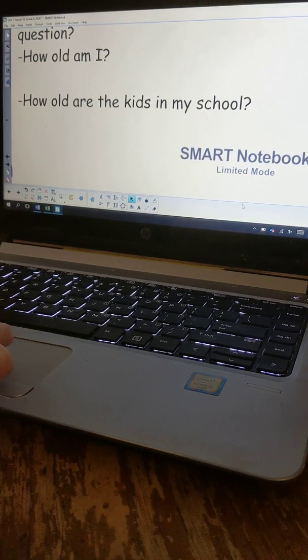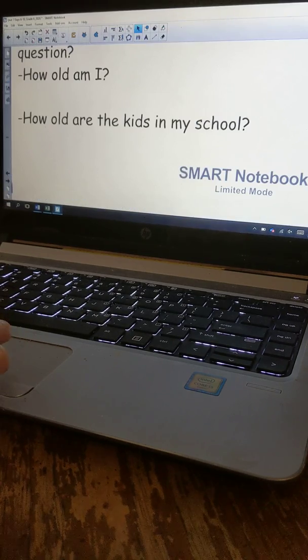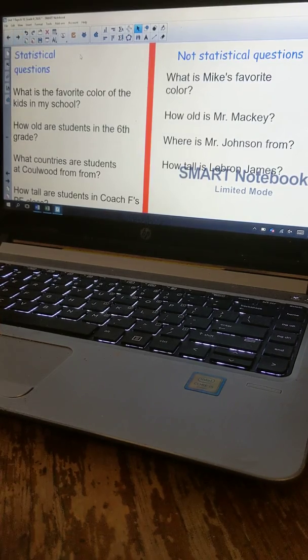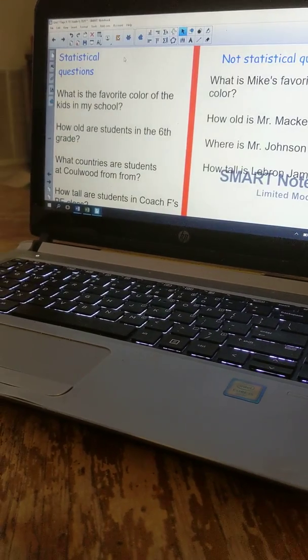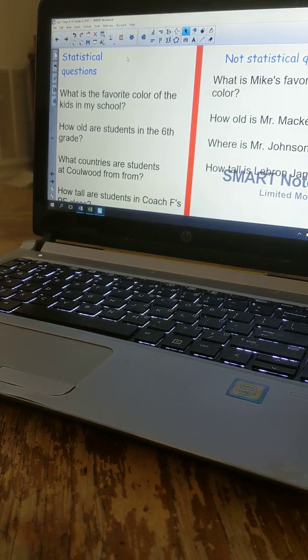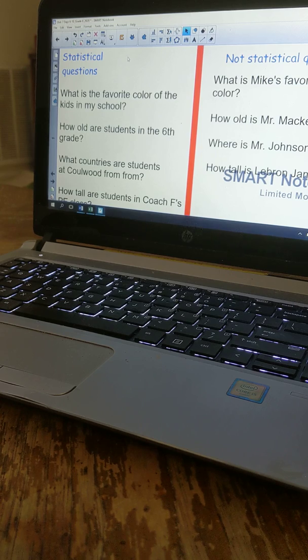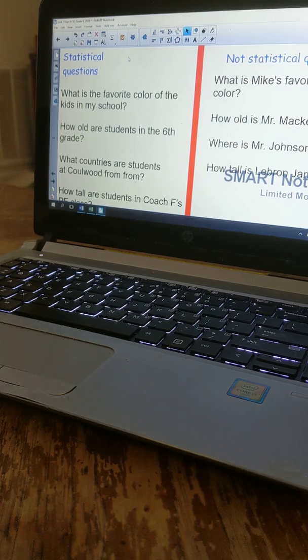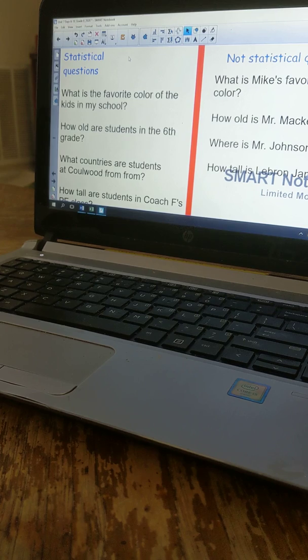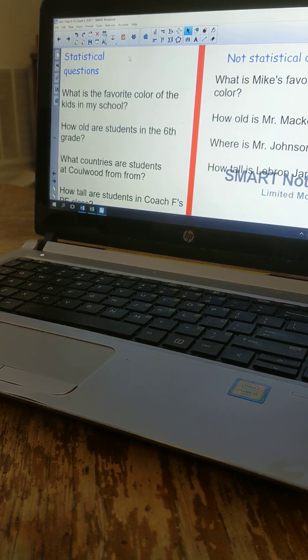The first one, how old am I? There's one answer. It's whatever age you are. How old are the kids in my school? There is a variety of those. So, on the left-hand side, we have some statistical questions. What is the favorite color of the kids in my school? So kids could say blue, red, purple, magenta, orange. They will have a variety of answers. What countries are students at Coolwood from? United States of America, Mexico, Honduras, Senegal, a bunch of different countries.